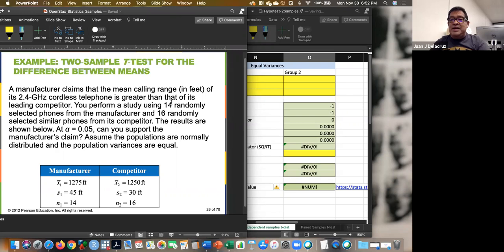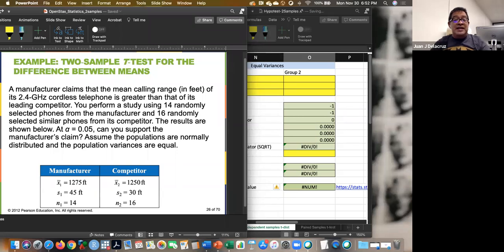So in many cases, when we have two different groups, this is one arm, this is another arm. So first arm, second arm. In the first arm, we have 14 elements. In the second arm, we have 16 randomly selected phones. So the results are shown below. At the 5% level of significance, can you support the manufacturer's claim?